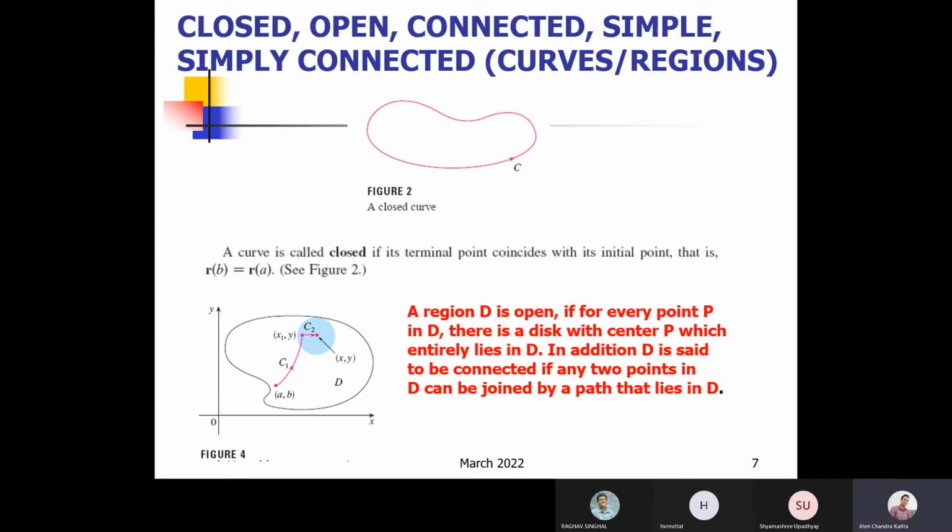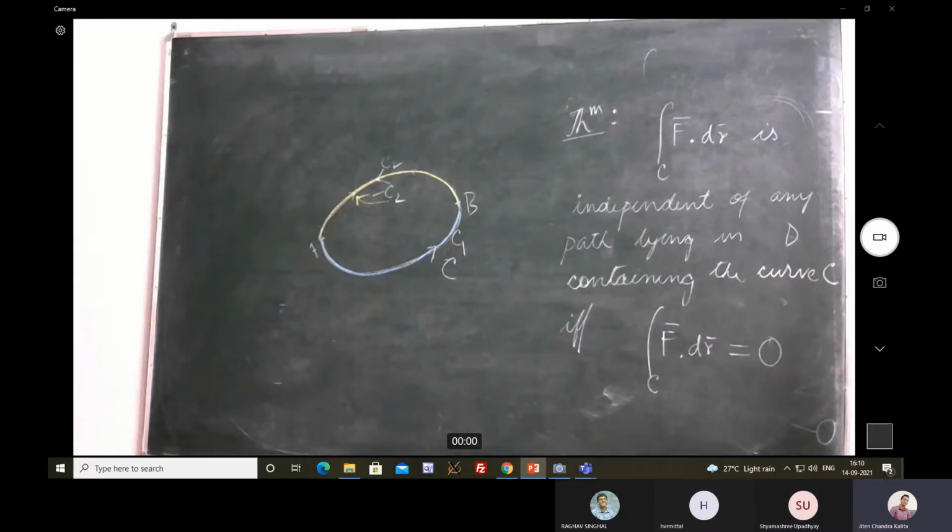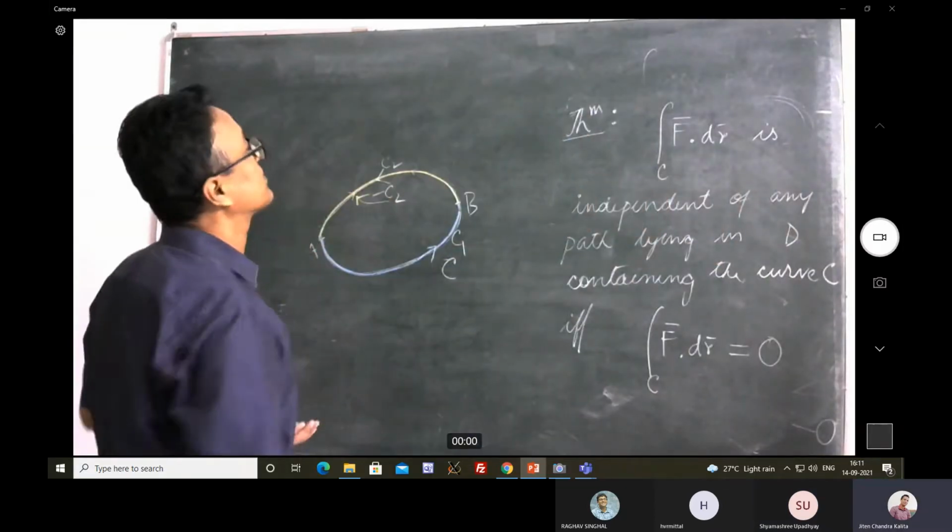Lying in D, containing the curve C. So if and only if. Okay. So I have done the if part, the only if part, you do yourself. Okay. So now what? That the board cannot be seen. Yeah, I'm coming back to that. Yes. So this is the thing.